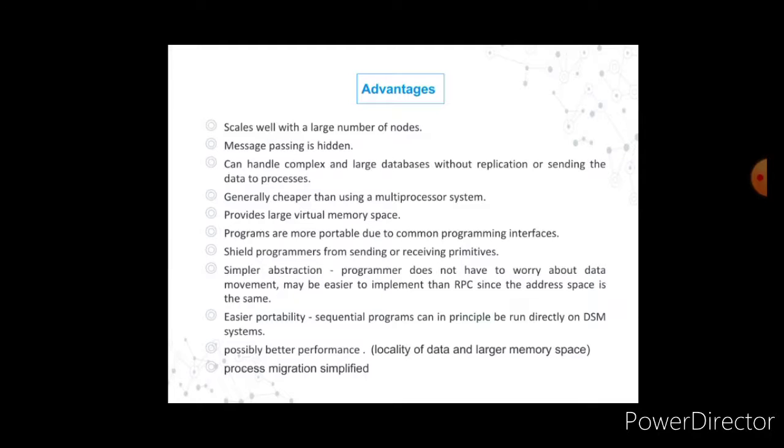The main advantage of DSM is that programs written for shared memory multiprocessors can be run on a DSM system. This is the main advantage of DSM.